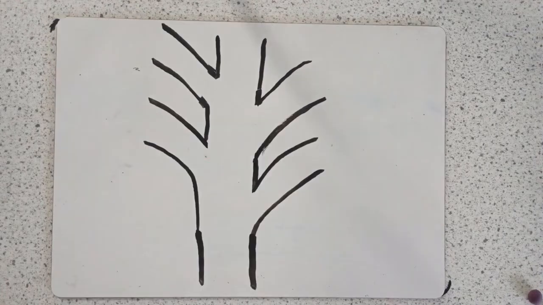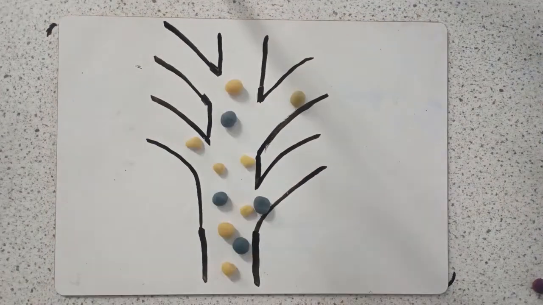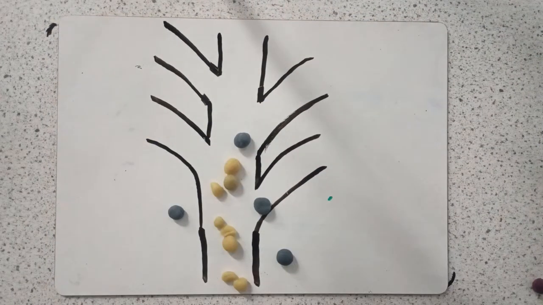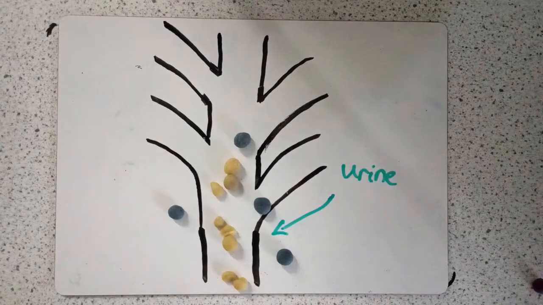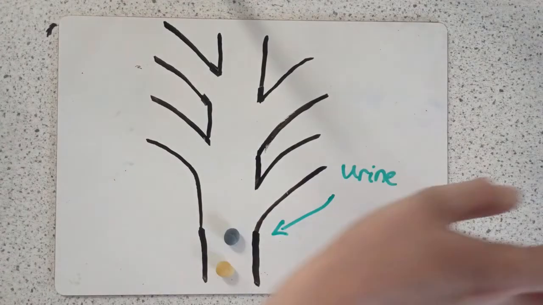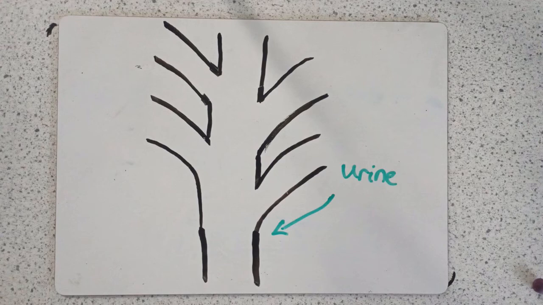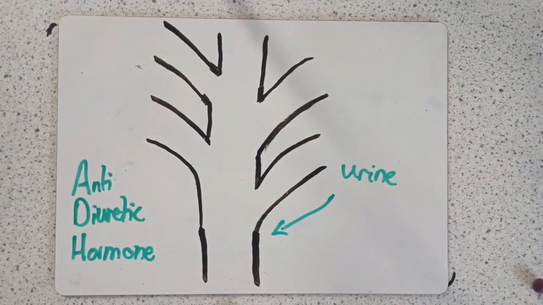The final part of this fascinating structure is the collecting duct. Here, more water is reabsorbed into the bloodstream, leaving behind urine that is ultimately emptied into the bladder and excreted out of the body. But what controls how much water the collecting duct reabsorbs? Well, the answer is in antidiuretic hormone, or ADH.